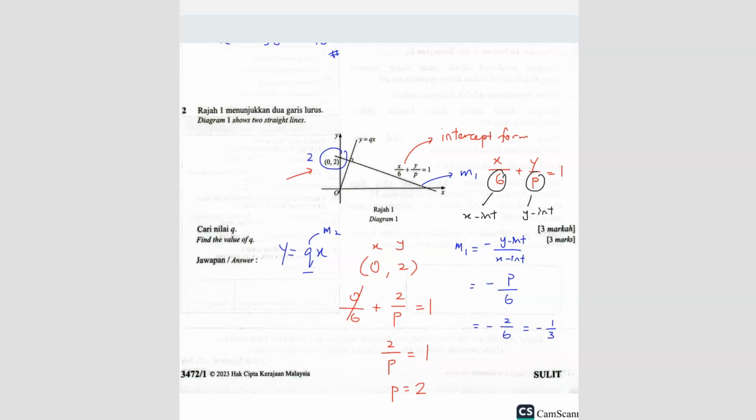Okay, now that is if you don't know this fact. But if you already know the x-intercept and y-intercept, you can just straight away use that method.